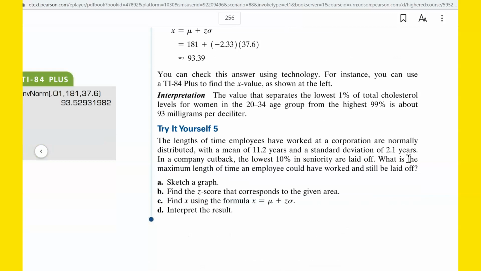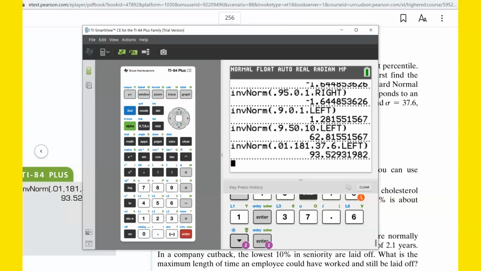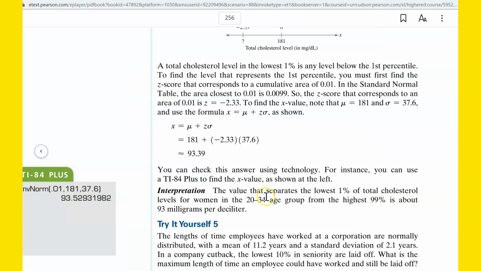Okay, and that is it. Notice they're using standard normal tables and all that kind of stuff. The answer we get is actually better than the answer that they get. They get 93.39 and we got 93.53. Our answer is more spot on. It's more accurate than the answer that they're getting from using the tables.